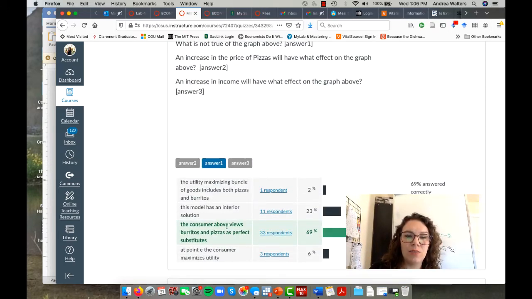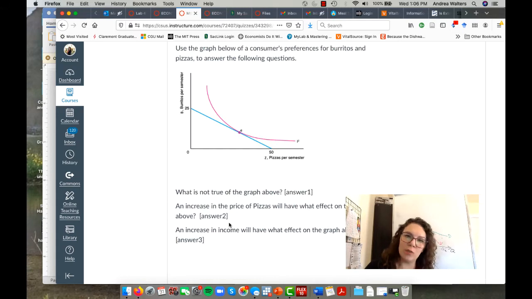See the next response: the consumer views burritos and pizzas as perfect substitutes. That's not true. If it was, they would have different indifference curves. If they were perfect substitutes, the indifference curves wouldn't be bowed like that. This shape here tells us that there is a difference in the relationship between consuming burritos and pizzas, and that our consumer, as they consume fewer burritos, is willing to trade more pizza to get more burritos, right?